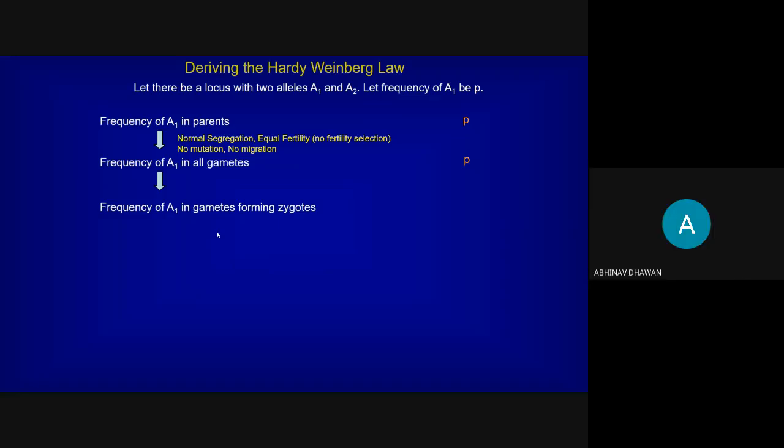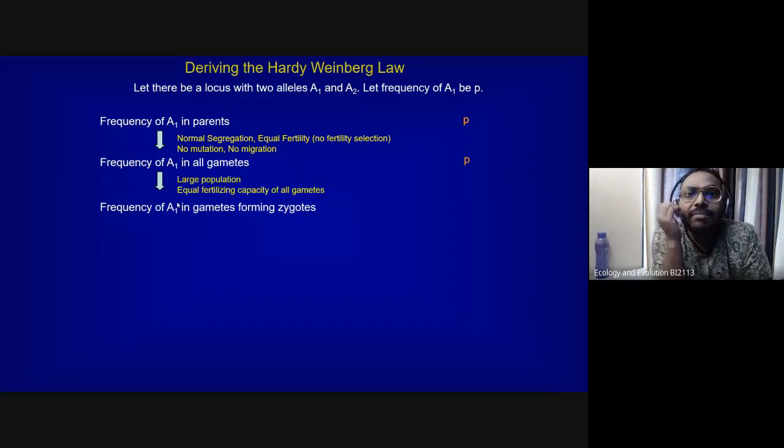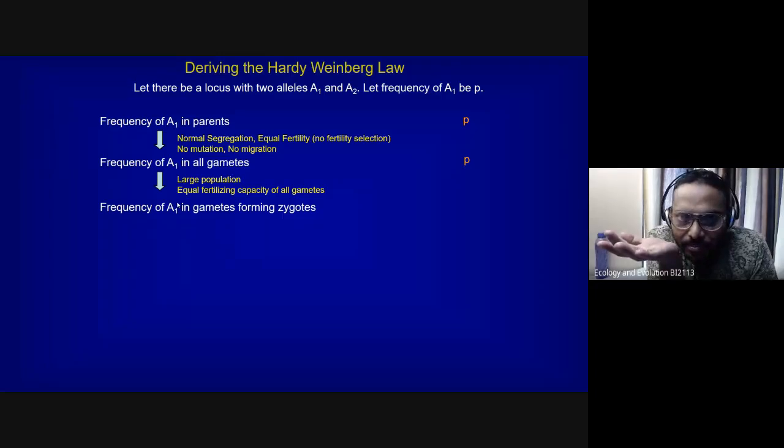So the frequency of A1 in all gametes is going here. If we want to maintain that frequency at P, then we need to have a very, very large sample. Now, how large is large? Theoretically speaking, this has to be infinitely large, right?